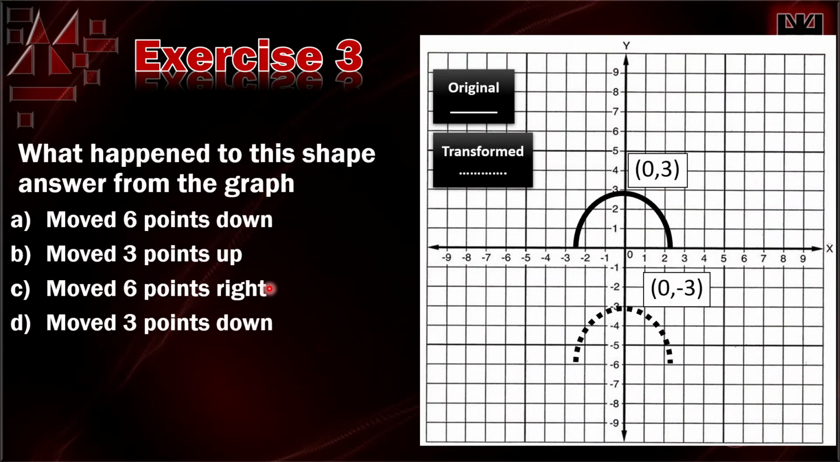Okay, what happened to this shape? The original is 0 and 3, and the transformed is 0 and negative 3. So in order for 3 to become negative 3, it moved 3 minus 6, which is negative 3. So we have 1, 2, 3, 4, 5, 6. 6 points down. So it moved 6 points down. This is the right answer.